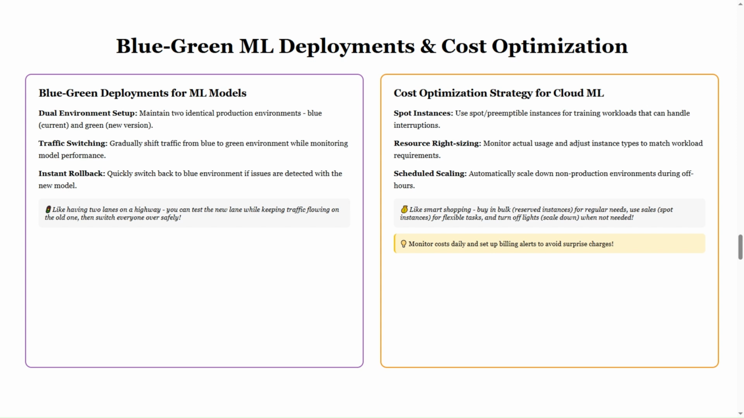Like smart shopping, buy in bulk for regular needs, use sales for flexible tasks, and turn off lights when not needed. Now, let's look at the tip section. Monitor costs daily and set up billing alerts to avoid surprise charges.